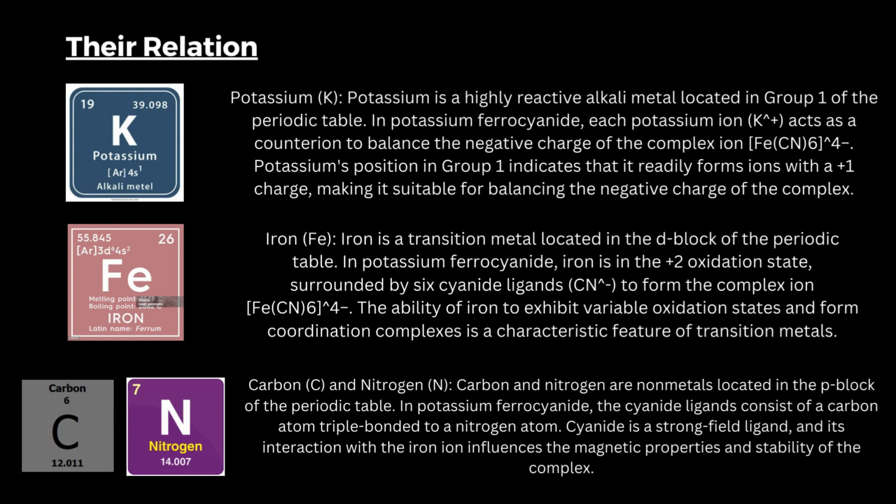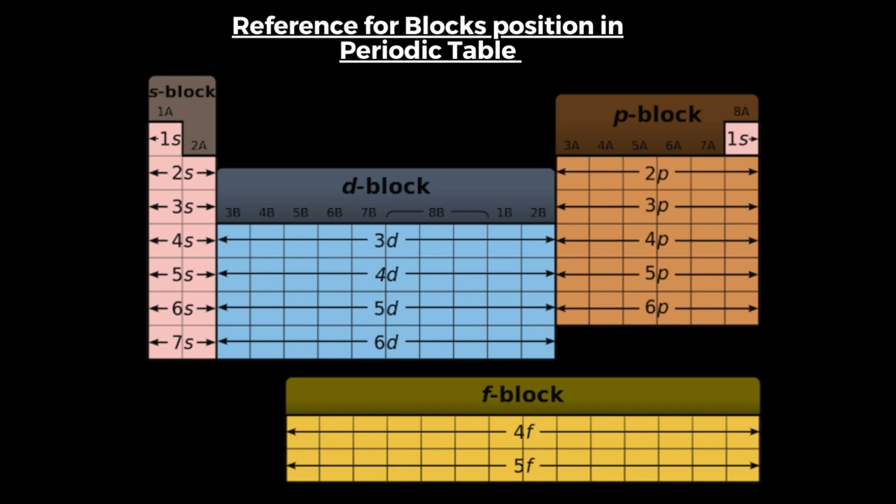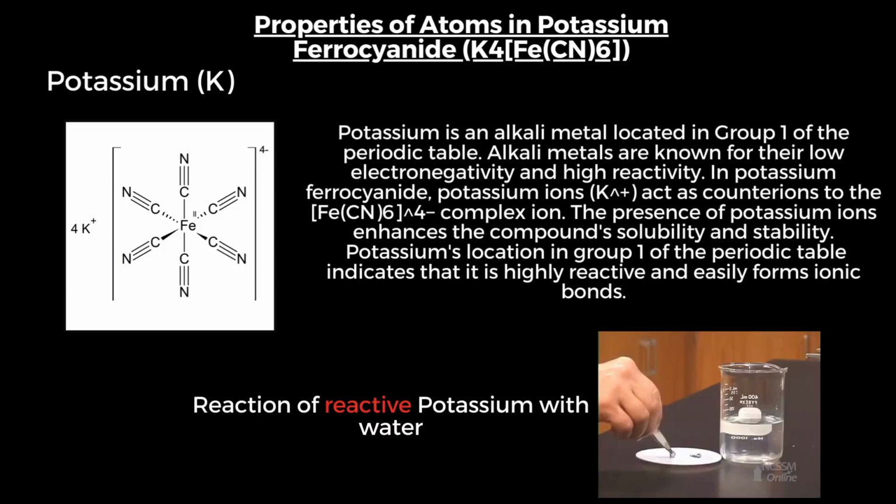Carbon and nitrogen are non-metals and are located in the p block of the periodic table. In potassium ferrocyanide, the cyanide ligands consist of a carbon atom triple bonded to the nitrogen atom. Cyanide is a strong field ligand. Its interaction with the iron ion influences the magnetic properties and the stability of the complex. This is the reference for the position of the atoms according to the blocks in the periodic table. On to the next slide, the properties of the atoms in our chosen compound.